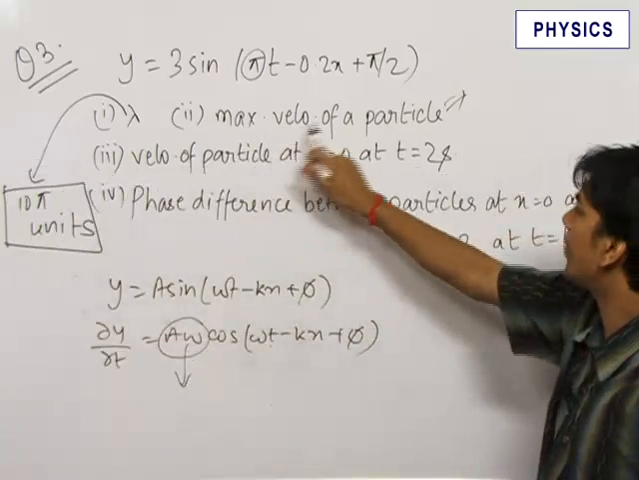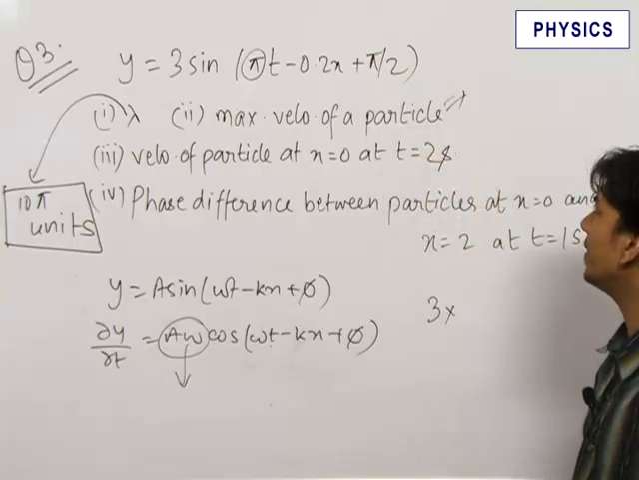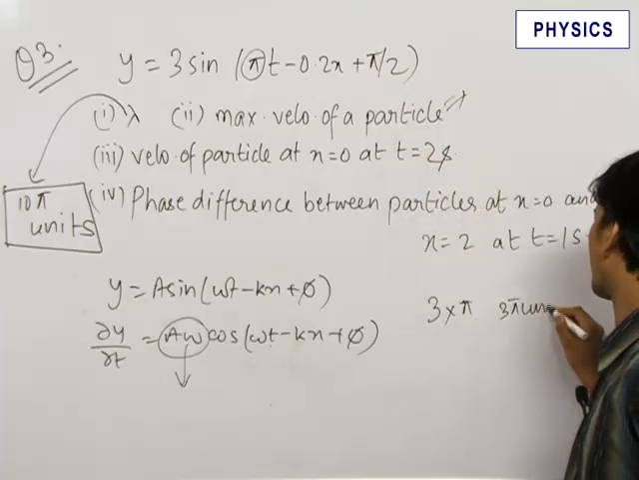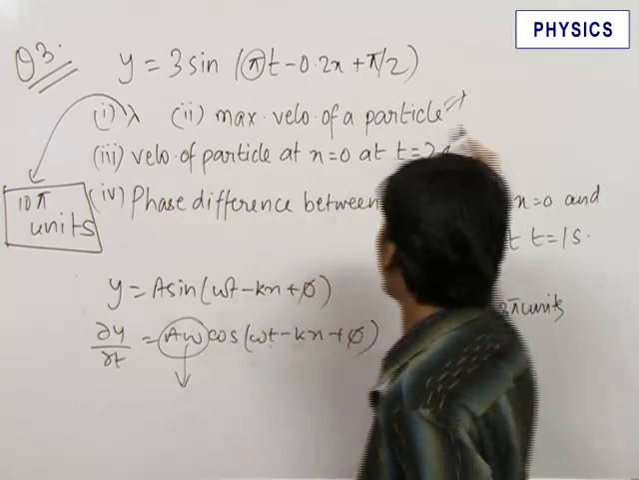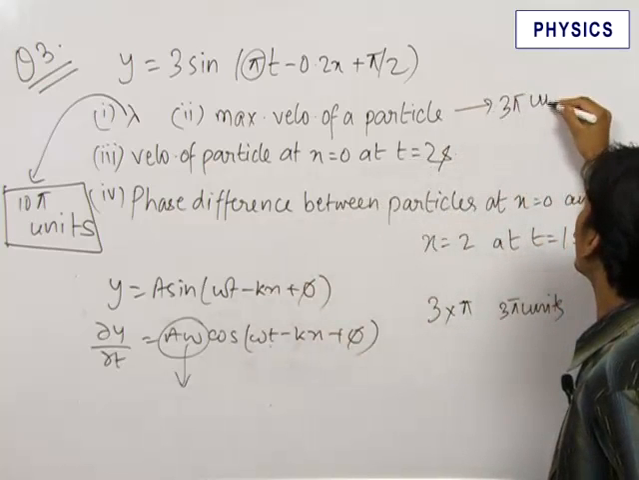Therefore, the maximum velocity of particle is equal to a into omega, that is amplitude 3 into omega, that is equal to pi, that is equal to 3 pi units. So, the answer for the second part is 3 pi units.